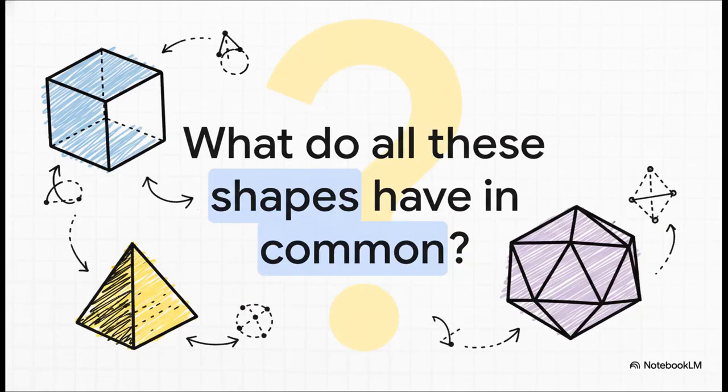So take a look here. We've got a simple cube, a classic pyramid, and then this way more complicated thing, a dodecahedron. On the surface, I mean, they couldn't be more different, right? But believe it or not, they all share this one secret property, a single hidden number. So what on earth could it be?